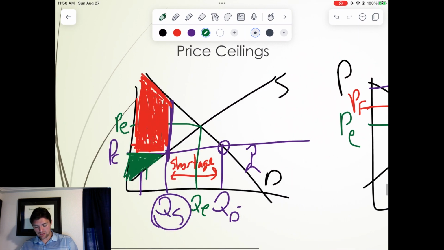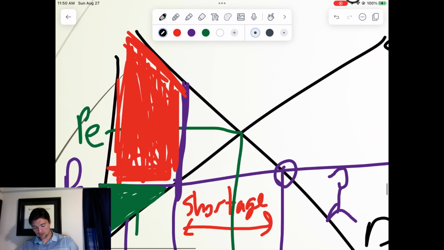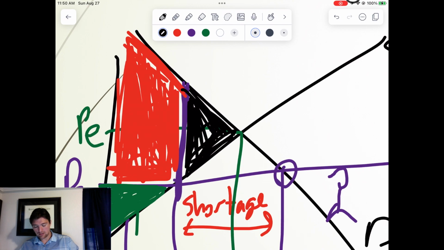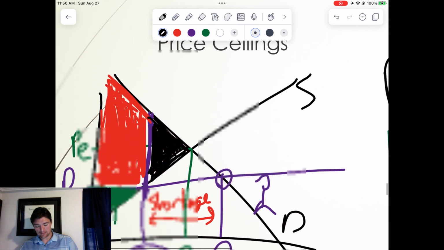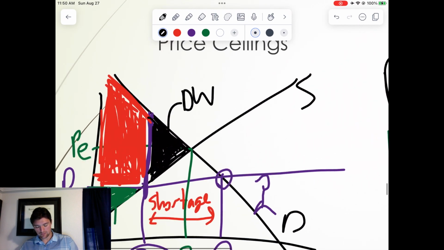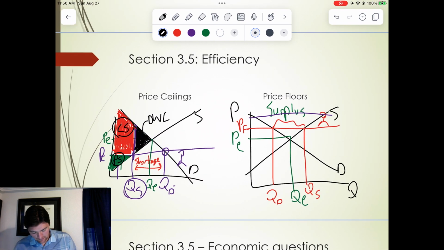But what is this triangle right here? This triangle out front is my deadweight loss, because the best situation is going to be at equilibrium, but I can't get there. So this is my deadweight loss. And here's my consumer surplus. Here's my producer surplus. And that's how it goes there.